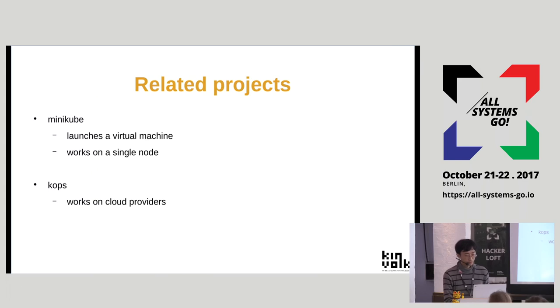Maybe you would think about other related similar projects, for example, Minikube or Kops. But Minikube is a little different in that it launches a single virtual machine, whereas kube-spawn launches containers, so no virtual machine. Minikube also works on a single node, but kube-spawn, in theory, can run multiple instances up to dozens of nodes. Kops is actually just a tool that works on cloud providers, for example, AWS or Azure. So it's a little different from kube-spawn, because kube-spawn just runs on your local host.